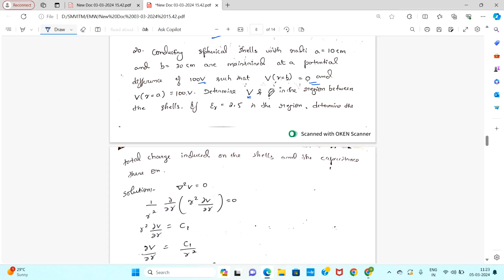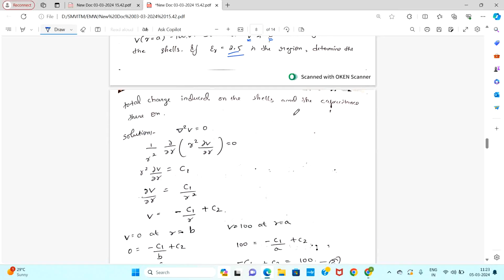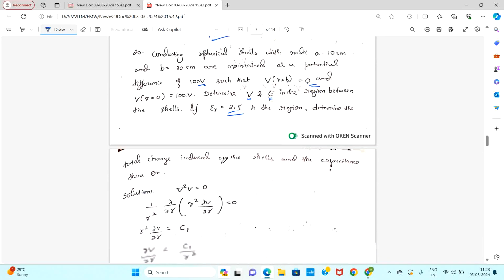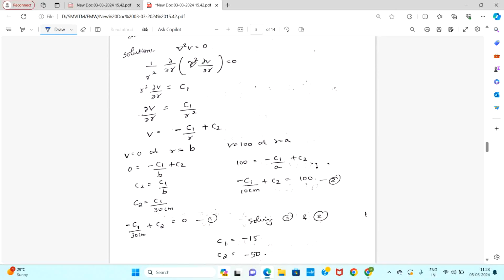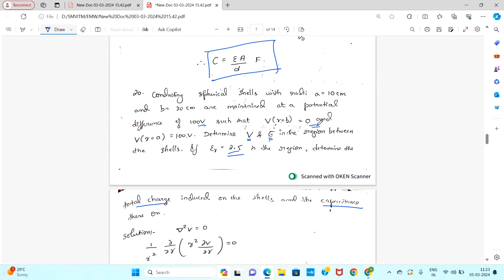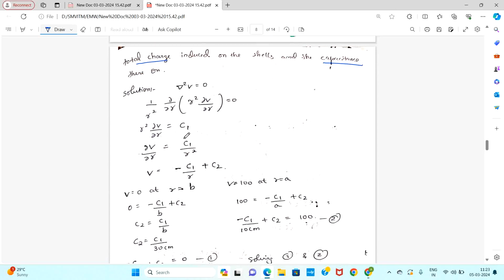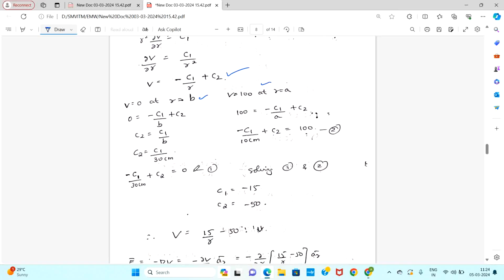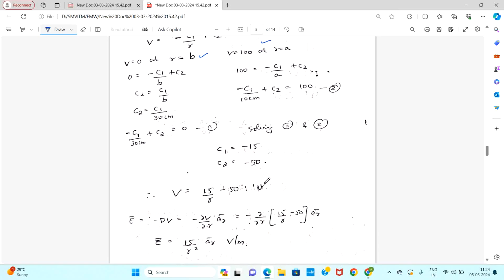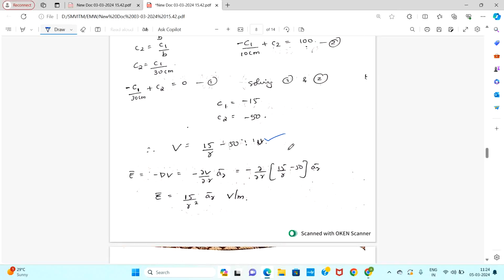We're supposed to determine the V value and E value in the region between the shells, and epsilon R value is given here. So we just have to find V and E. Also determine the total charge and the capacitance. Okay, so first we'll start with the potential in the spherical system, and conditions are with respect to R. So take only the R component, simplify it, get the equation, and then use the boundary conditions to find C1 and C2 values. Once you get C1 and C2, put them back in the main equation to get the potential solution. Okay, so V is done.